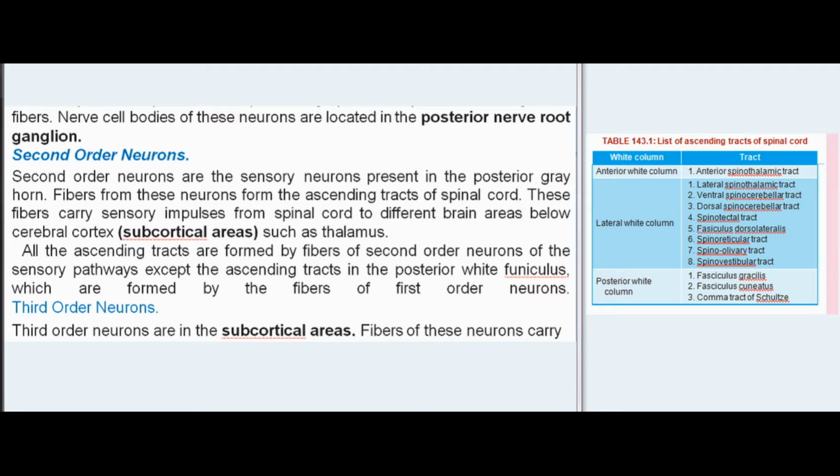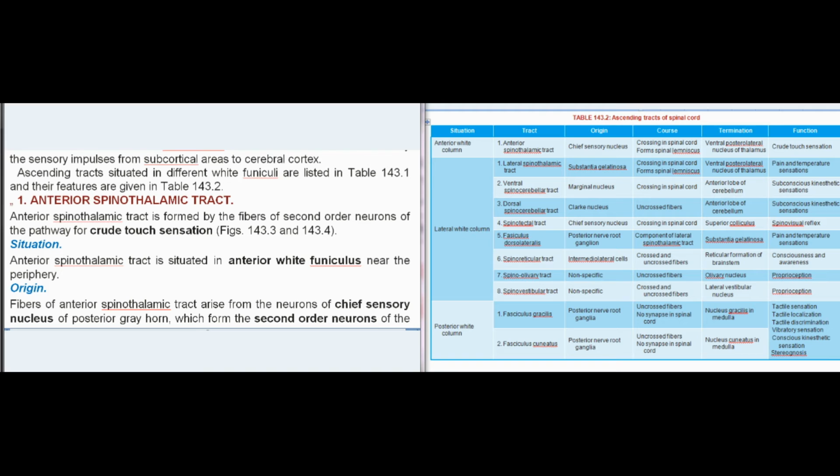Third-order neurons. Third-order neurons are in the subcortical areas. Fibers of these neurons carry the sensory impulses from subcortical areas to the cerebral cortex. Ascending tracts situated in different white funiculi are listed in Table 143.1 and their features are given in Table 143.2. 1. Anterior spinothalamic tract.